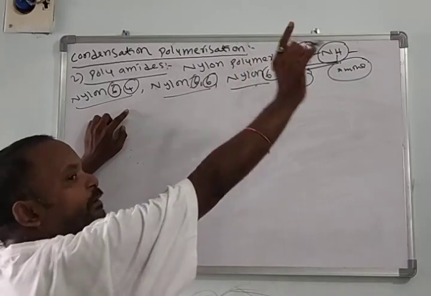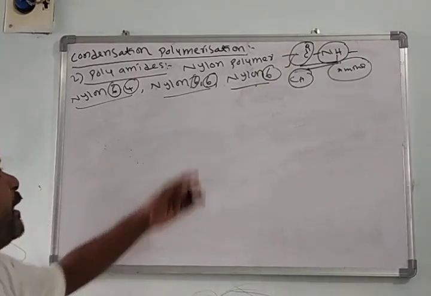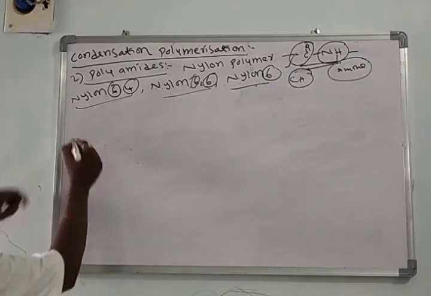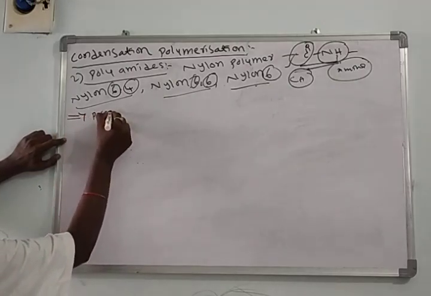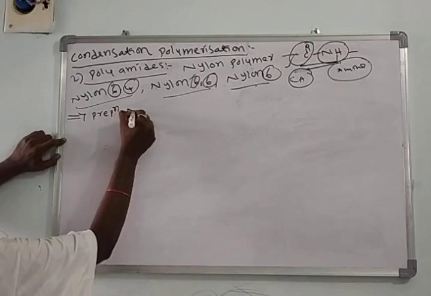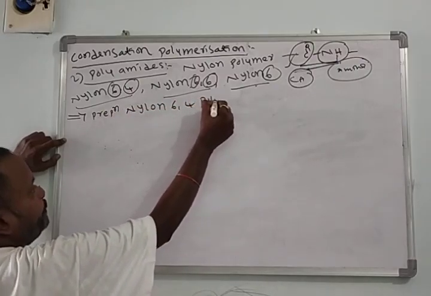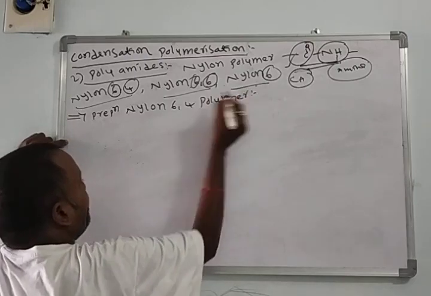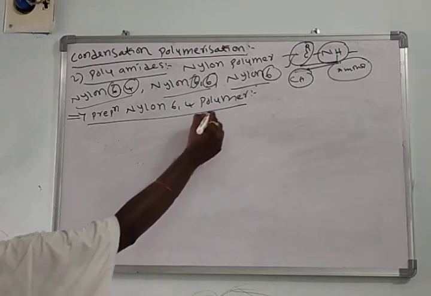Now here we have only one number. That means that molecule contains only 6 carbon atoms and we'll get the nylon 6 polymer. Okay, in continuation, we'll see the preparation of nylon 6,4 polymer. Nylon 6,4 polymer, how will we prepare it?